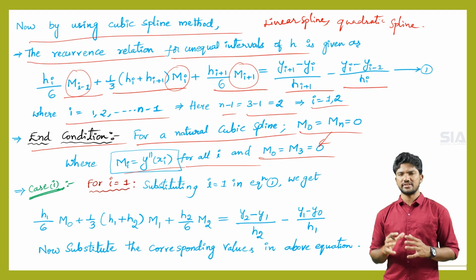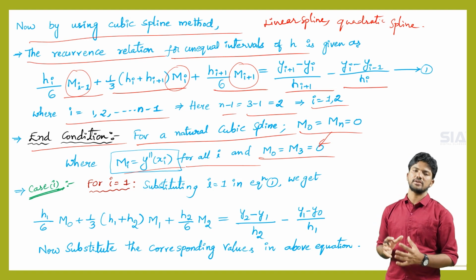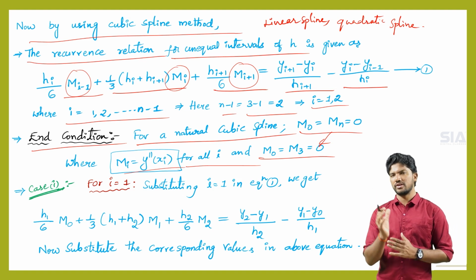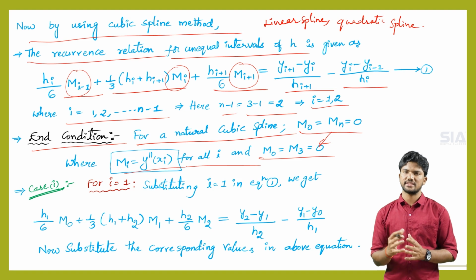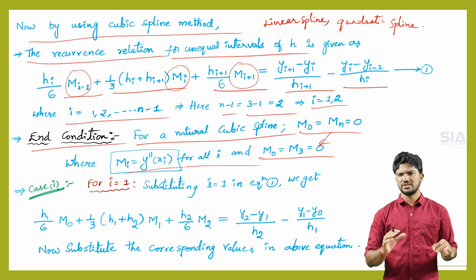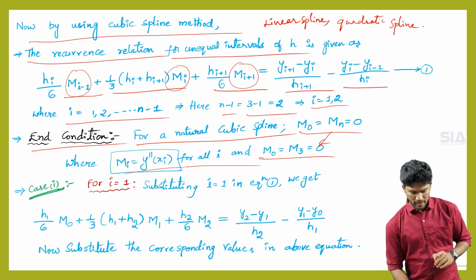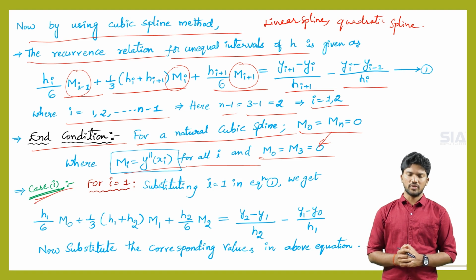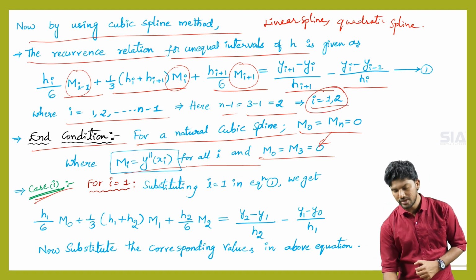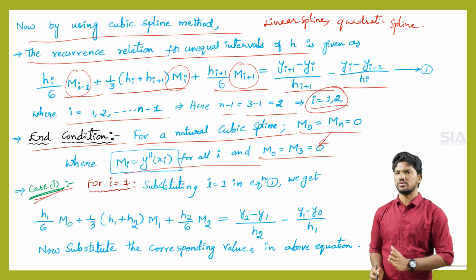That is, in this problem, in equation number 1, whenever you substitute i is equal to 1, wherever you get m suffix 0 and m suffix 3, the value will become 0. Okay, so now case 1 for i is equal to 1. Here, how many i values do we have? 2: i equal to 1 and i equal to 2.